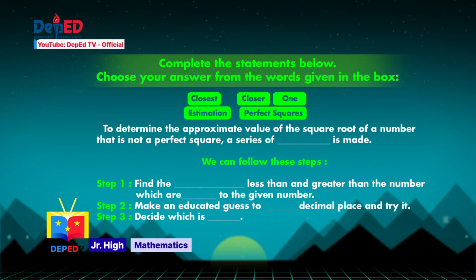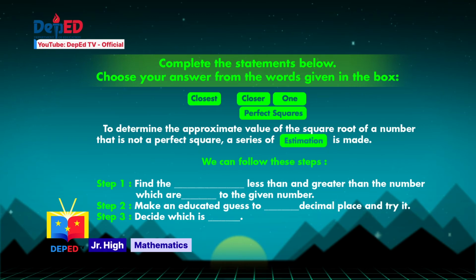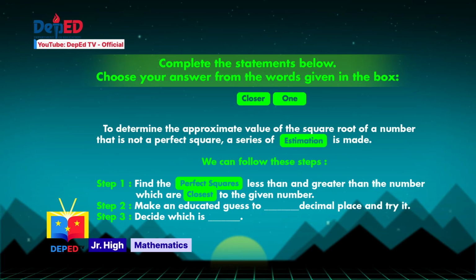Time's up! To determine the approximate value of the square root of a number that is not a perfect square, a series of estimation is made. We can follow these steps. Step 1. Find the perfect squares less than and greater than the number which are closest to the given number. Step 2. Make an educated guess to one decimal place and try it. Step 3. Decide which is closer.